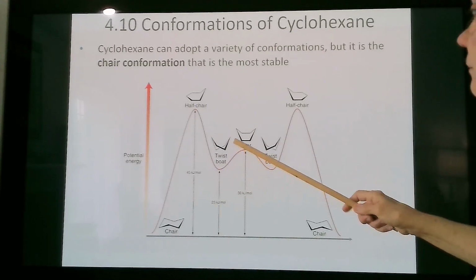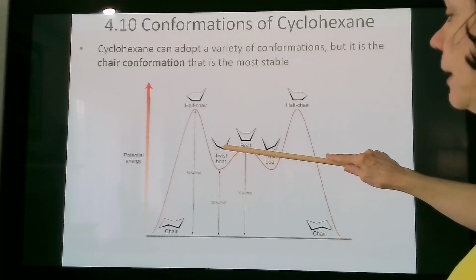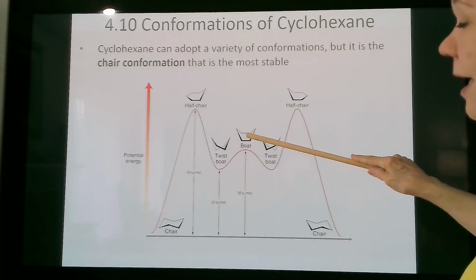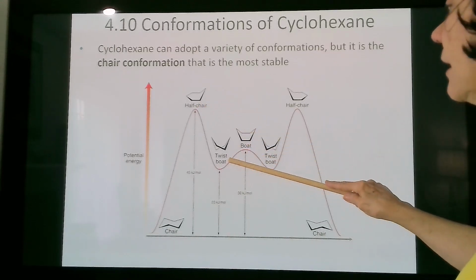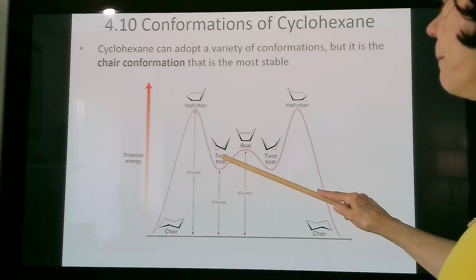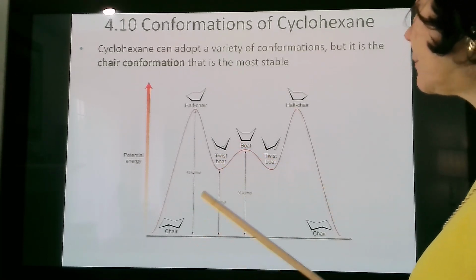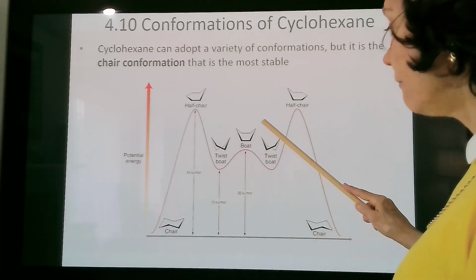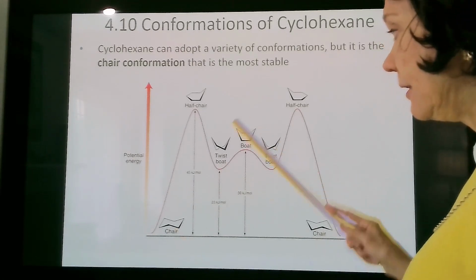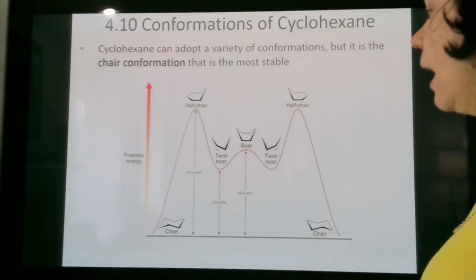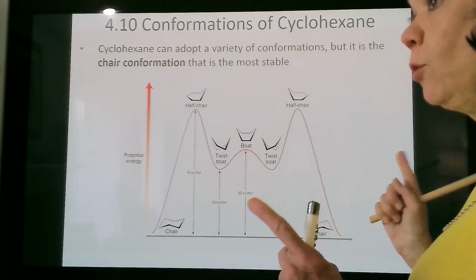And so here, this is twisted a bit more, and so it becomes a conformation that is halfway in between the half chair and the boat. It's called the twist boat, and it's the next lowest energy. And then the boat is a conformation in which you have C1 and C4 of this C6 cycloalkane, the cyclohexane. C1 and C4 are both pointing up.